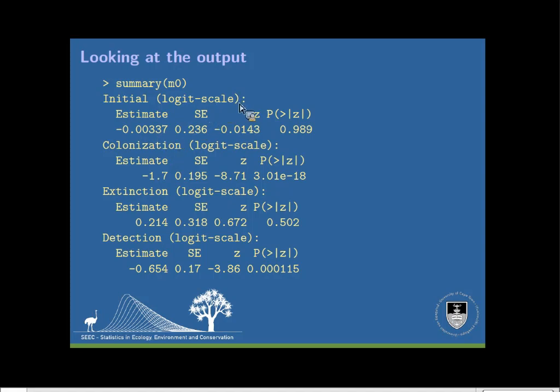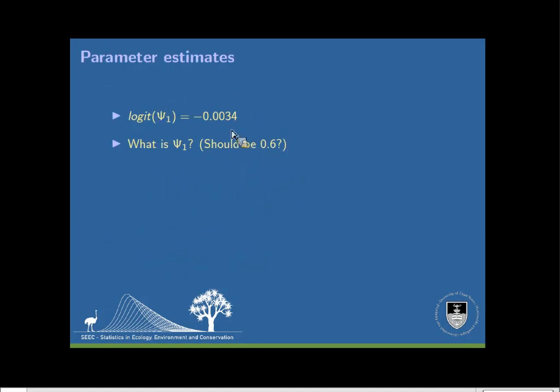You can see here the initial occupancy probability. Initial occupancy is estimated at minus 0.00337. Now, why negative? Well, this is on the logit scale. So remember, we model variation on the logit scale, and that's true for all 4 parameter sets in this particular modeling approach. So you can see here, because we kept all parameters constant, we just have one estimate for each of these parameters. Okay, so we see that initial occupancy was estimated at minus 0.0034. So that's the logit of it.